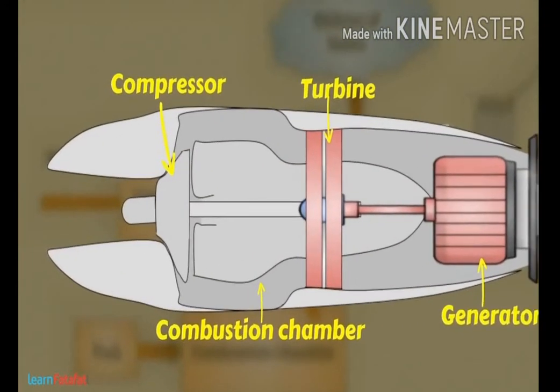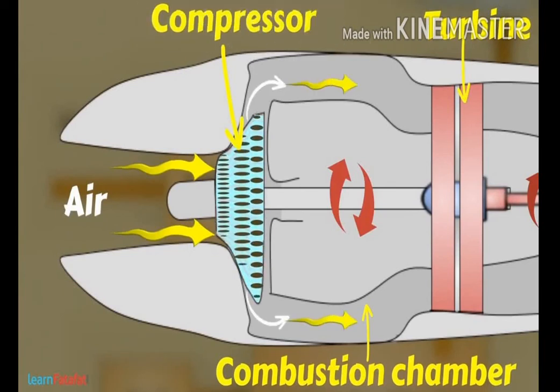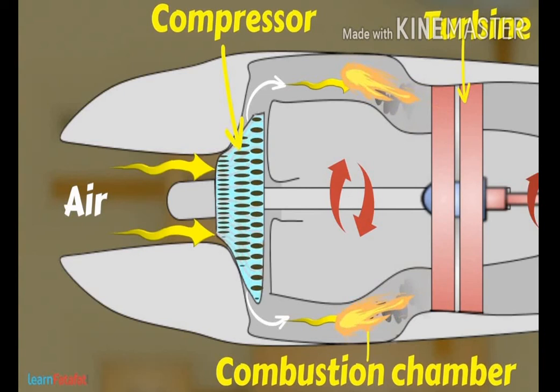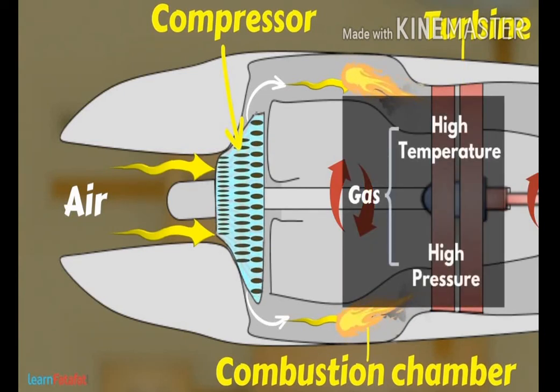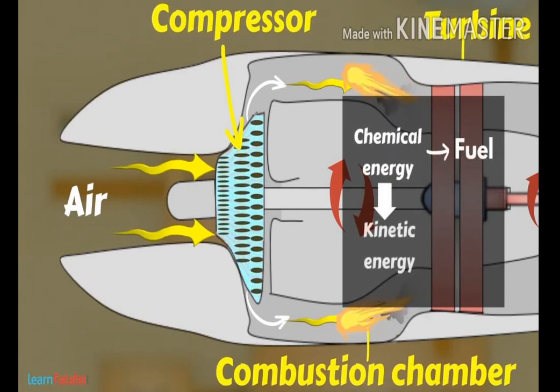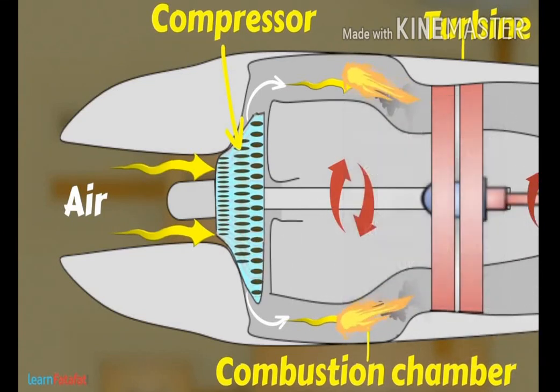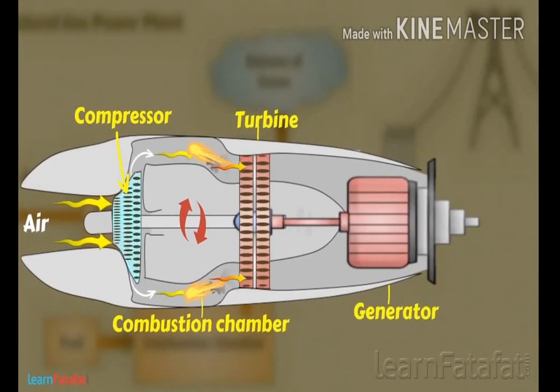The air is compressed by the compressor and introduced into the combustion chamber. Natural gas is also fed to the combustion chamber as fuel. The fuel burns in the presence of air and produces gas. The gas has very high temperature and pressure. Here, the chemical energy of the fuel gets converted into kinetic energy in the gas. The kinetic energy of the gas is used to run the turbine. In turn, the turbine drives the generator, and thus electricity gets produced.